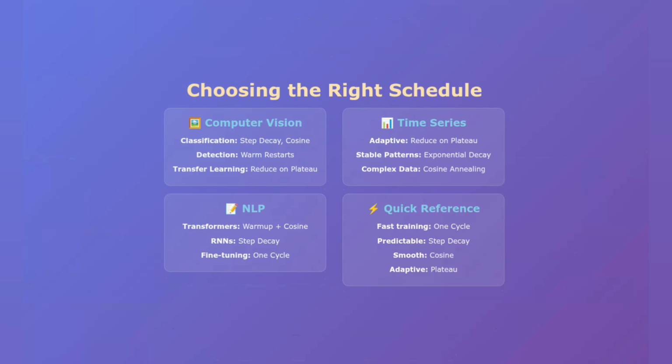Quick reference guide. Fast training, one-cycle policy. Stable, predictable, step decay. Smooth, natural, cosine annealing. Adaptive, reduce on plateau. Large models, linear warm-up plus another schedule.